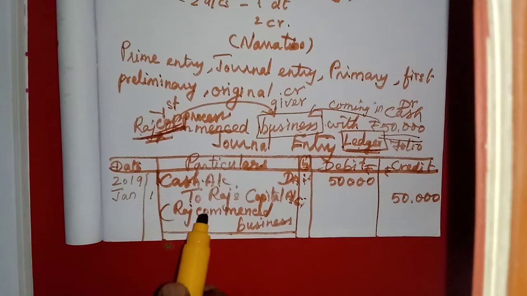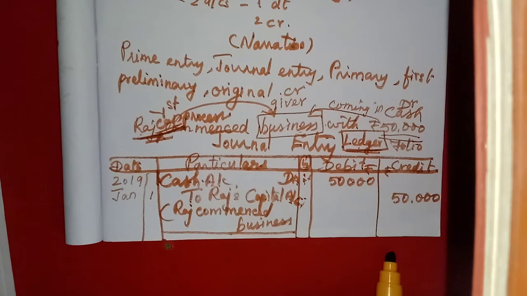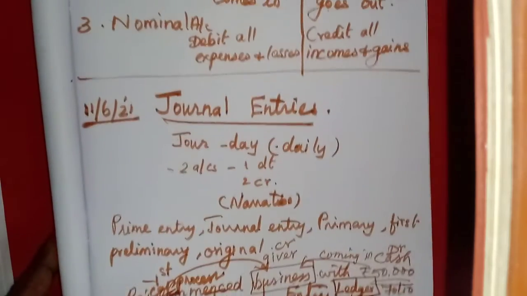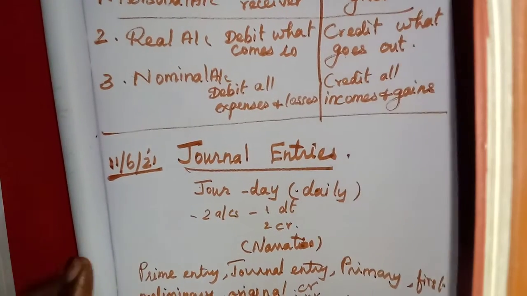These journal entries will be posted in the ledger account. That is the next lesson we will learn. Now you have understood the format of journal entries. Now the steps in journalizing we will learn.